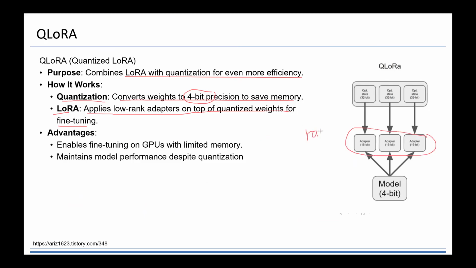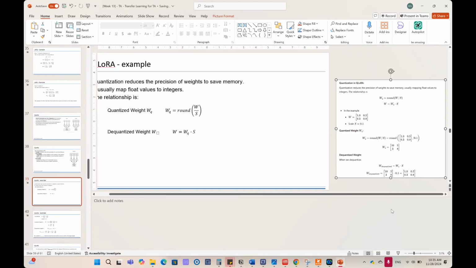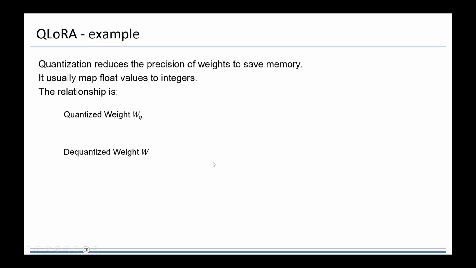Okay, as I mentioned to you before, the rank in linear algebra means the representation of the matrix with a smaller dimension. The advantage is it enables fine-tuning on a GPU with limited memory. So if you have a GPU with very limited memory, then this fine-tuning will be good. And it maintains model performance despite quantization. So the model performance will still be almost the same or similar.